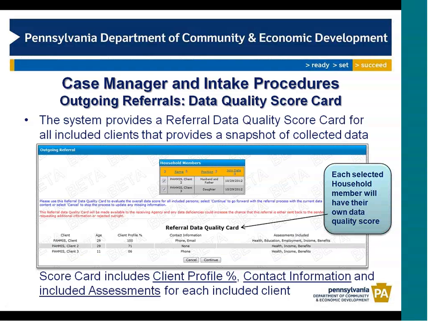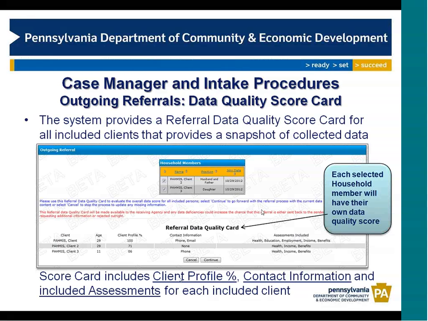Along with this household selection, on the same screen, we have what we call our referral data quality scorecard. For all included clients, it provides a quick snapshot of all the data that's currently collected for that client. As you check and uncheck household members, they'll come and go on the data quality scorecard. It's built dynamically. As you can see, each included client has their name and their age, plus 3 different data quality sets: the client profile percentage, the contact information, as well as included assessments.